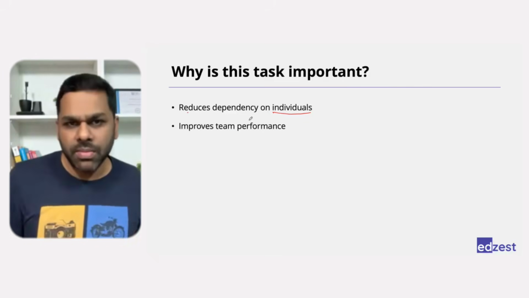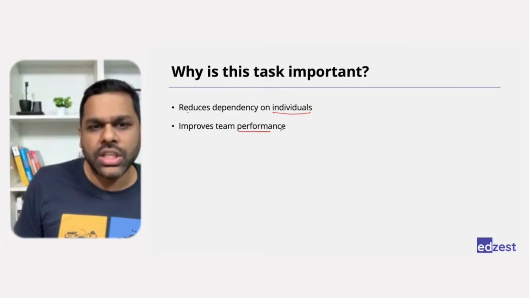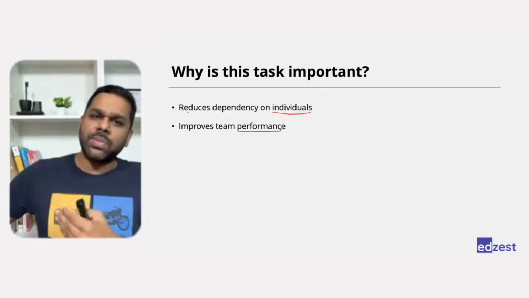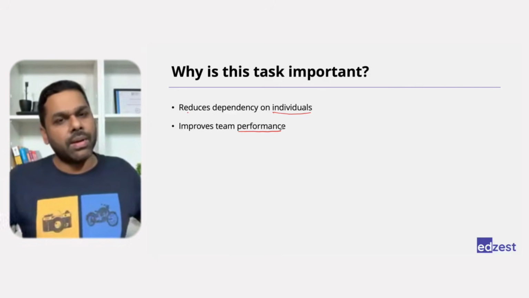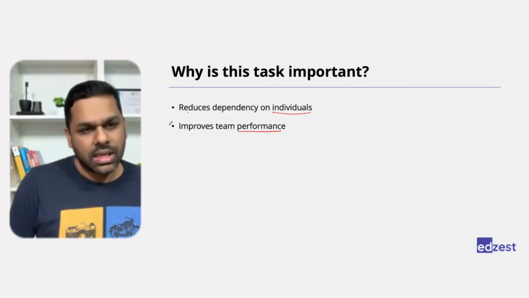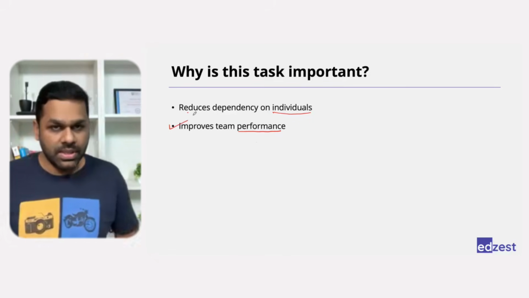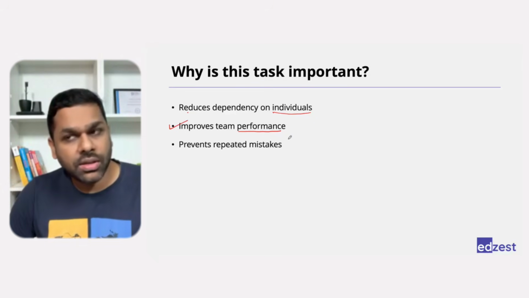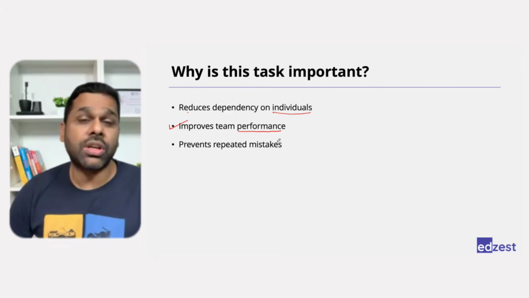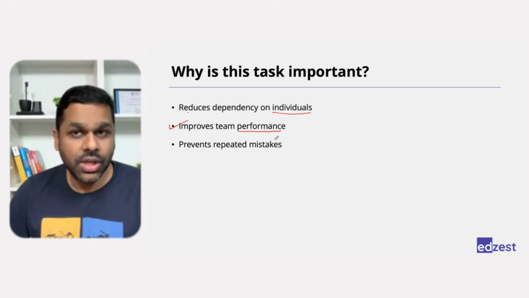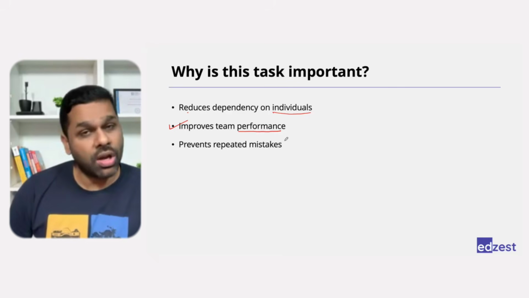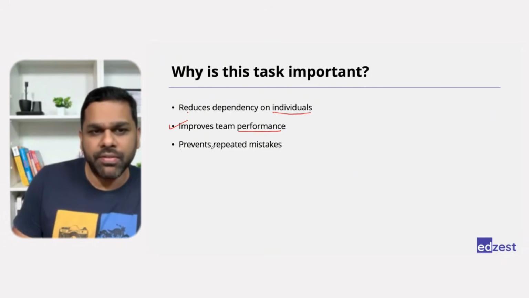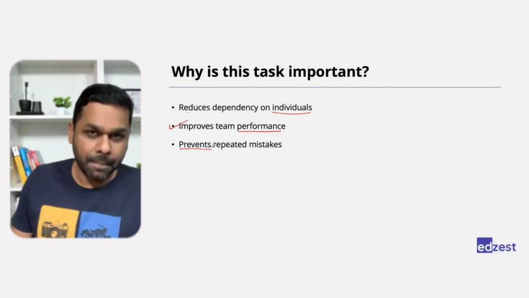Second, it also improves team performance, right? If you ensure that knowledge sharing is happening, one person will learn from another person will learn from this person, and together everybody will learn from everybody else. And that is why it is helping in improving team performance as well. Then, because you have shared knowledge, because you have captured knowledge, which means you have also captured the lessons that you have learned, you have also captured the problems that happened, how did you solve it, right? People can learn from those mistakes and it will prevent repeated mistakes.